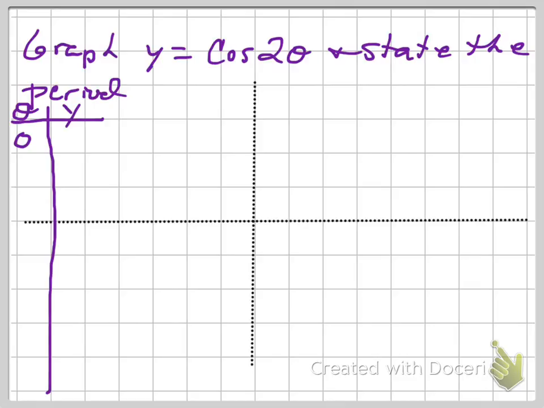Don't guess. The cosine of 0 degrees. 1. So on our graph, we go to 0, 1. Okay, if you do not know what the cosine of 0 is, maybe you should have your unit circle out.